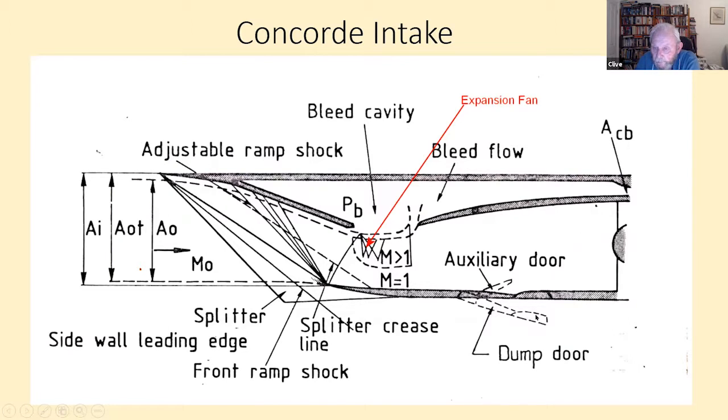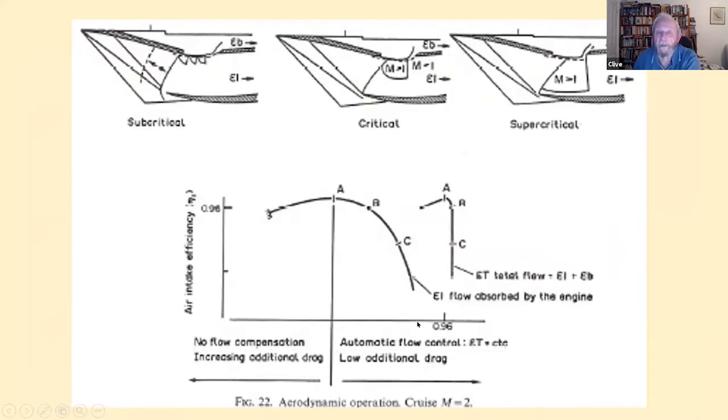The dump door I've already mentioned. The dump door also contains inside it an auxiliary blow-in door, because the intake can't supply enough air to the engine in static conditions or at low speed for takeoff. So we have an auxiliary door which flows in to supply more air to the engine. As I say, it's a complicated beast, but it works.